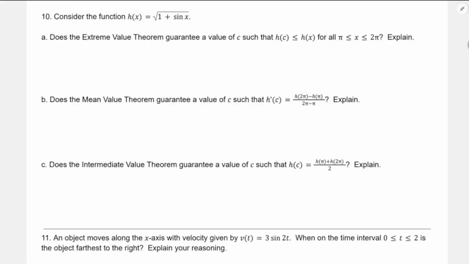Here is the square root of 1 plus sine x. Does the extreme value theorem guarantee a c such that h of c is less than or equal to h of x for all x on the closed interval pi to 2 pi? What this statement means is that x equals c is the location of the absolute minimum.